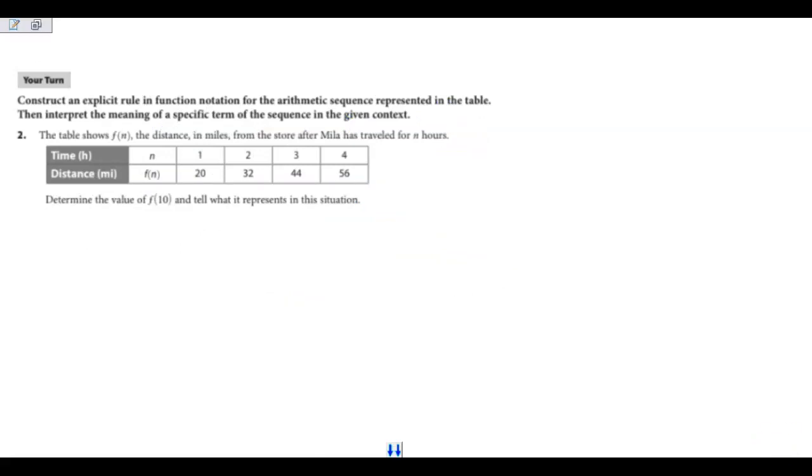Okay. Construct an explicit rule and function notation for the arithmetic sequence represented in the table. Then interpret the meaning of the specific term of the sequence in a given context. The table shows the function of n, the distance in miles from the store after Mila has traveled for n number of hours. So my input value, or my independent variable, is my time in hours, and my dependent variable is distance in miles. We need to determine what our first term is. Our first term is 20.